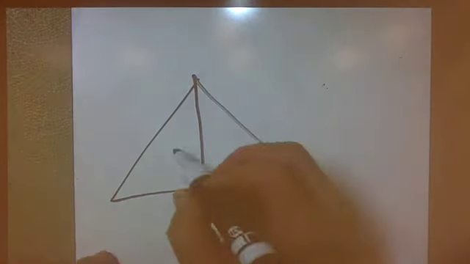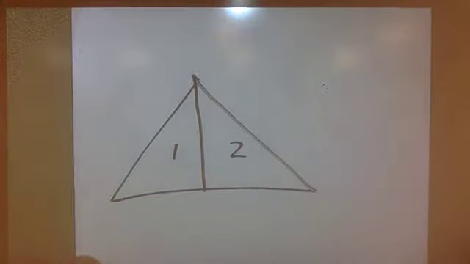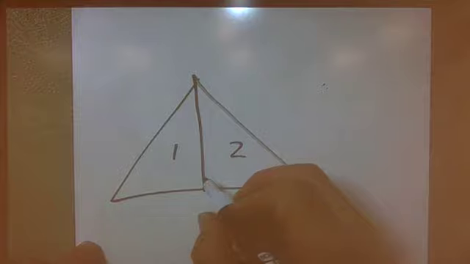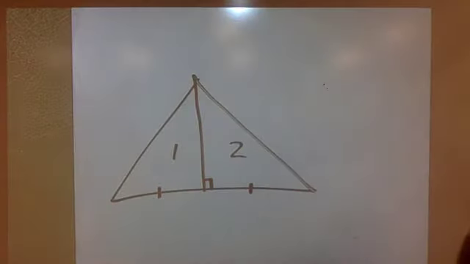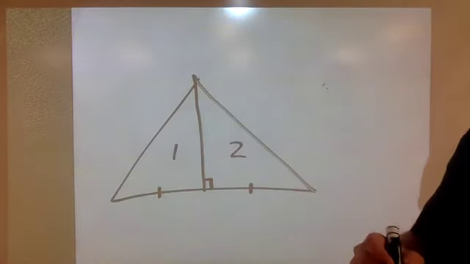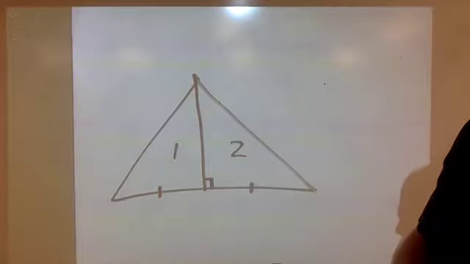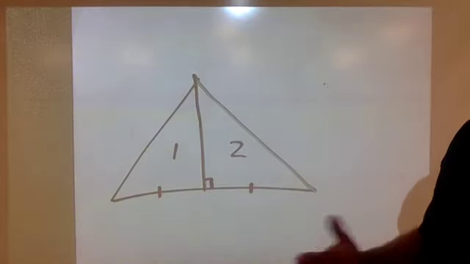And we'll call this triangle 1 and triangle 2. And I'll say that this is a right angle and that side is congruent to this side. Would that be enough information to say that those two triangles are congruent? Well, at first glance, my answer would be no, because we need 3 parts and we only have 2.